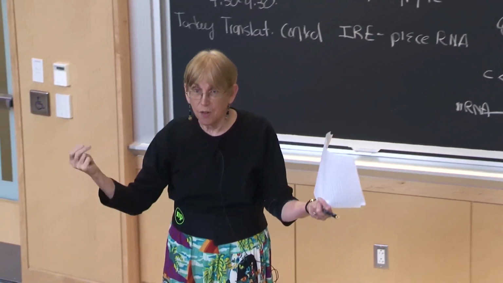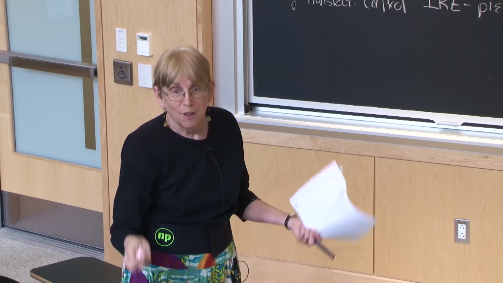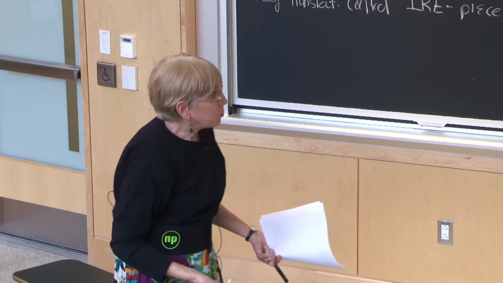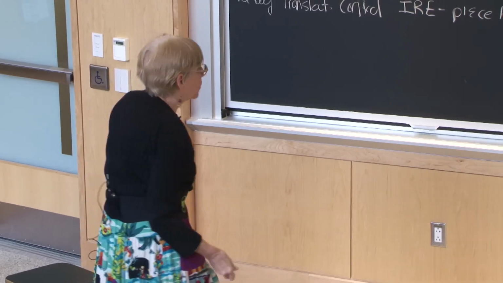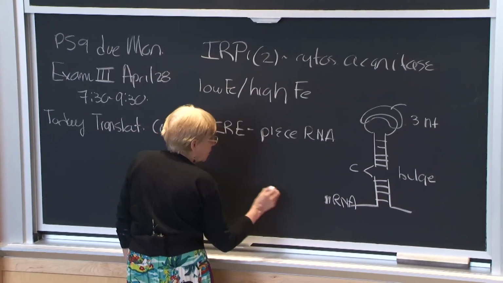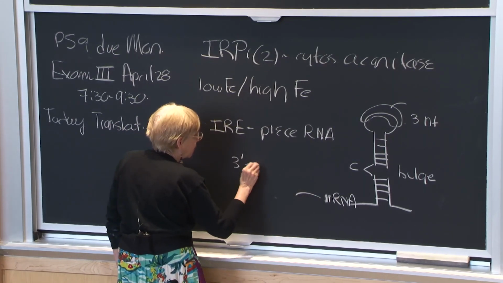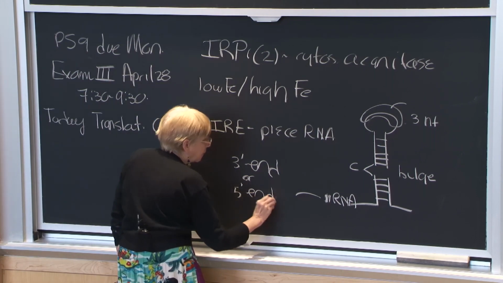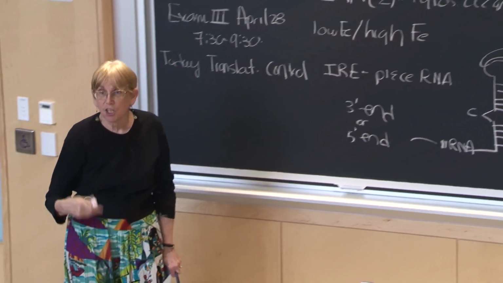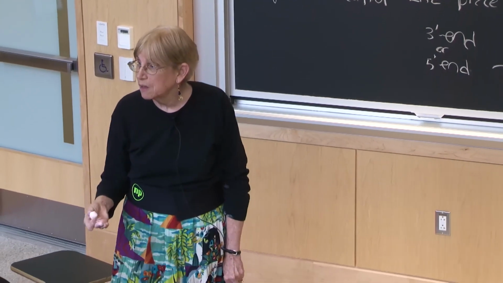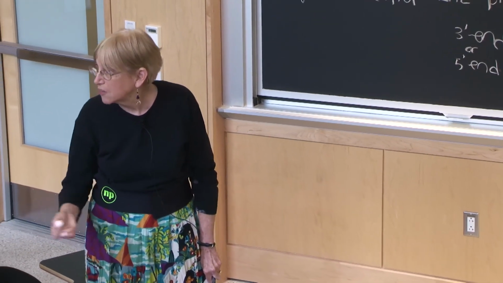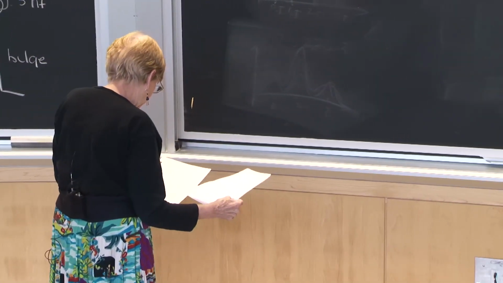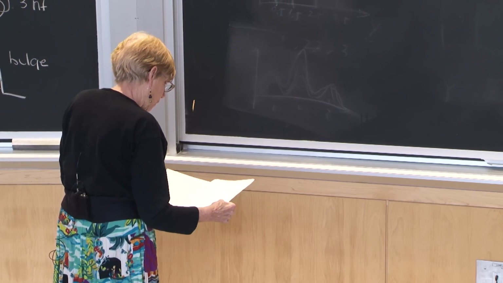And so what's going to happen is our protein, our iron-responsive protein, is going to interact with this bulge, and that's going to be related to the location of this bulge within the message. So we'll see this bulge can be at the 3' end or the 5' end. And this location and its interaction with this protein is going to regulate the translational process. Okay, so that's what I'm going to be presenting to you.